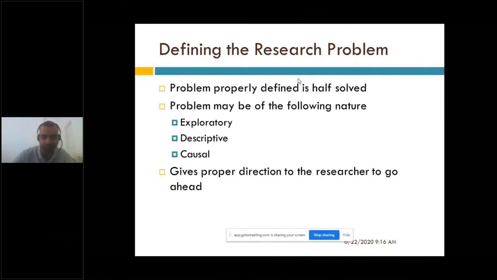Third one is causal. Here we try to find out the relationship between variables, two or more variables, and we identify which variable is dependent and which variable is independent. So the relationship between dependent and independent variable is causal research. This research problem gives proper direction to the researcher on how the researcher is going to proceed in future.